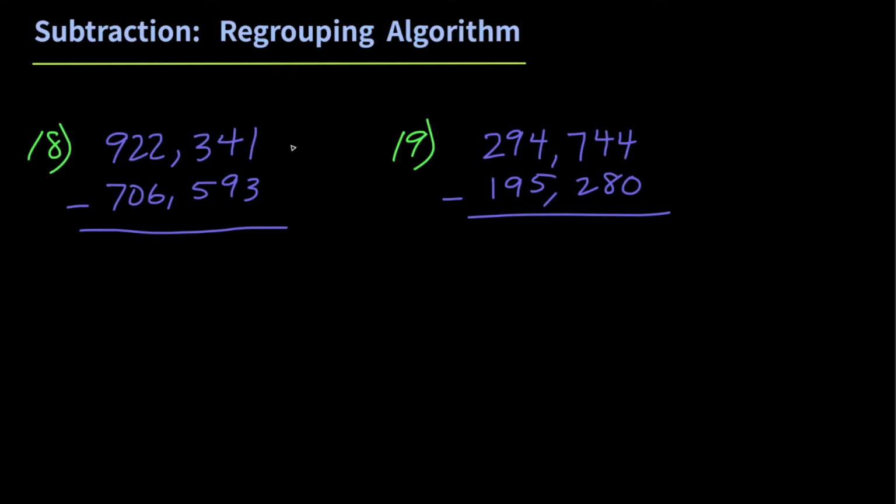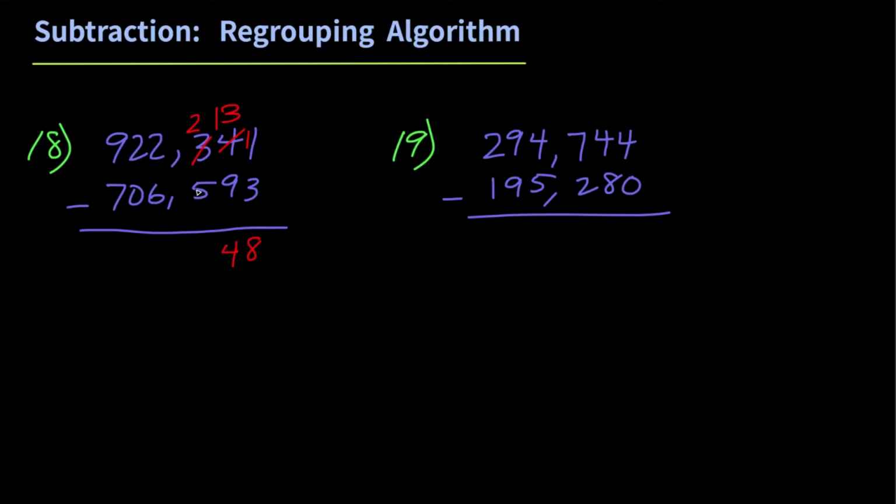Number 18, we have 922,341 minus 706,593. So we'll start in the ones. We have 1 minus 3. Can't do it because 3 is too large, so we're going to borrow 1 from this place value, add 10 here. 11 minus 3 is now 8. 3 minus 9. 9 is too large, so we borrow and add 10. 13 minus 9 is 4.